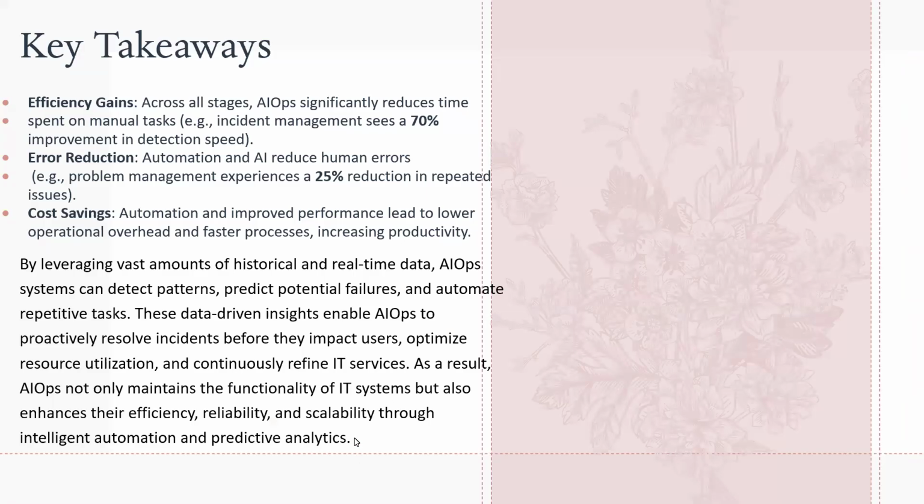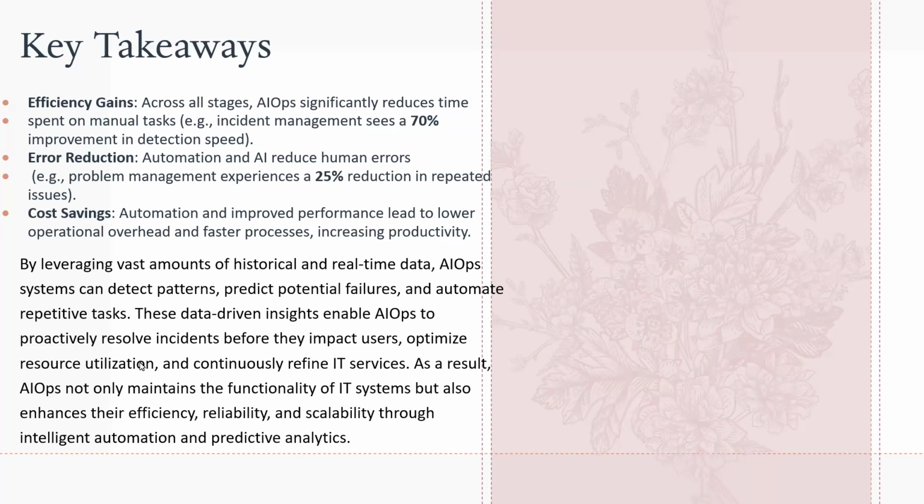Now, the key takeaways here are efficiency gains across all stages. AIOps significantly reduces time spent on manual tasks. Incident management sees a 70% improvement in detection speed and error reduction. Automation and AI reduce human errors, and problem management experiences a 25% reduction in repeated issues. Cost savings: automation and improved performance lead to lower operational overhead and faster processes, increasing productivity.